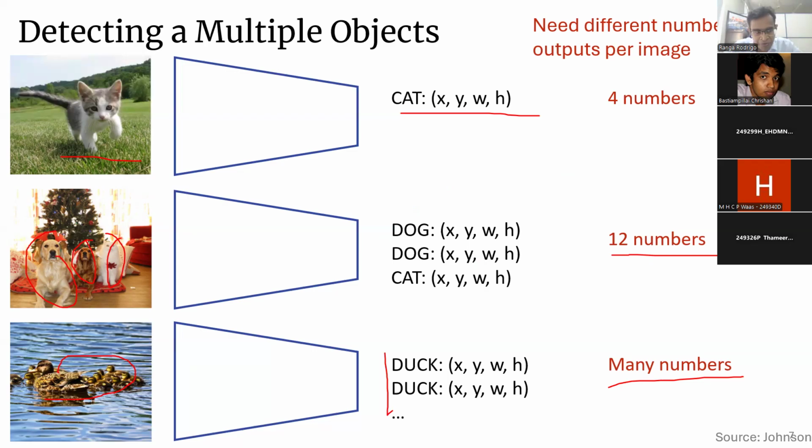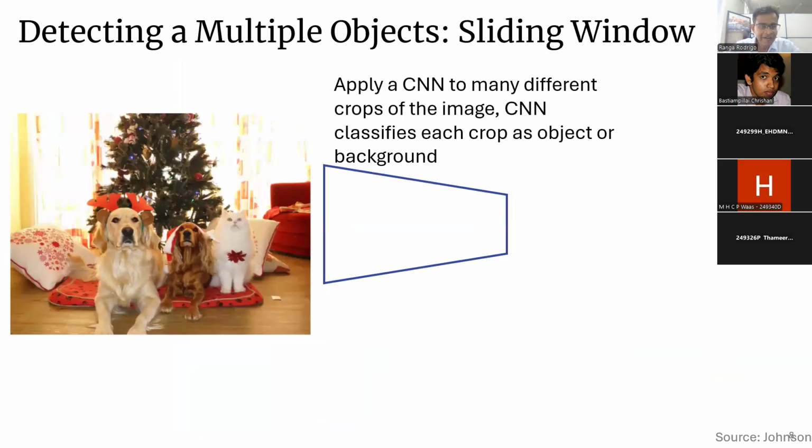So how do you go about doing that? Is the question in the object detection. All right. So to detect multiple objects, we can do a sliding window approach. Apply a CNN to many different crops of the image. That means locate a window somewhere in the image, and that window you classify as an object or background.